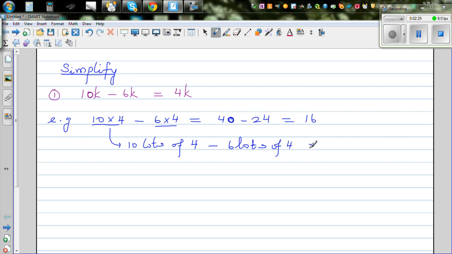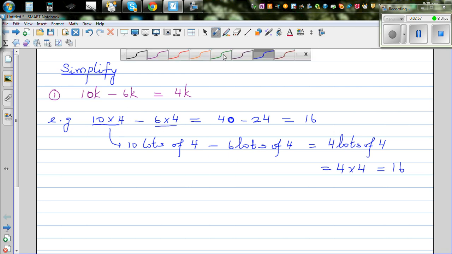So this is the same as saying 10 lots of 4, take away 6 lots of 4. How many lots of 4 are remaining? That is 4 lots of 4. This is the simple understanding of algebra. And what does 4 lots of 4 mean? That is 4 times 4, which is 16. This is an efficient way of manipulating numbers. I'll give one more example, so this should be clear. This is where algebra is so useful.